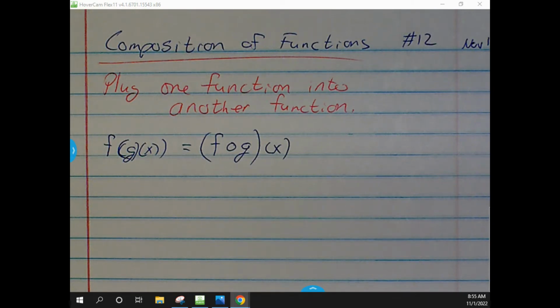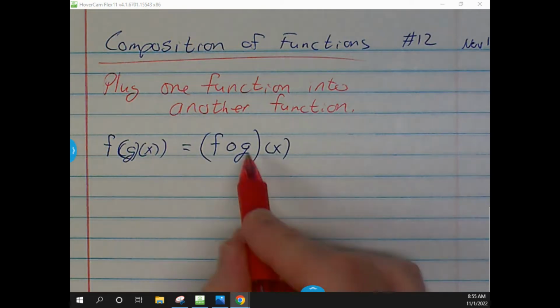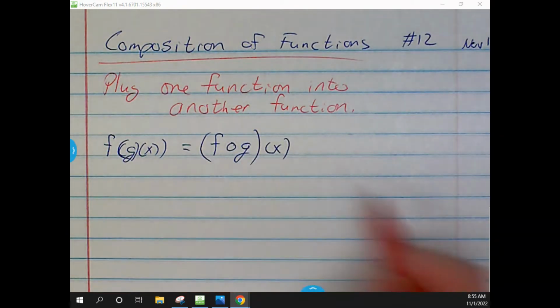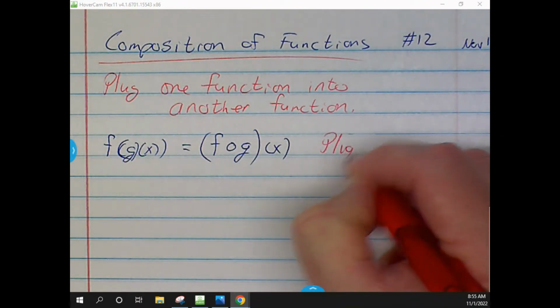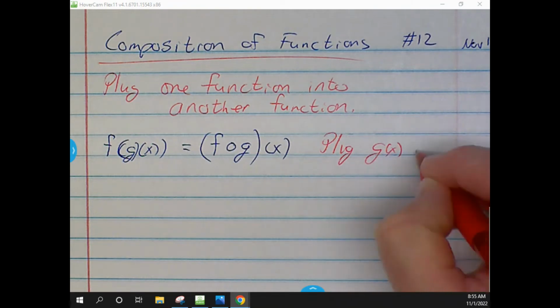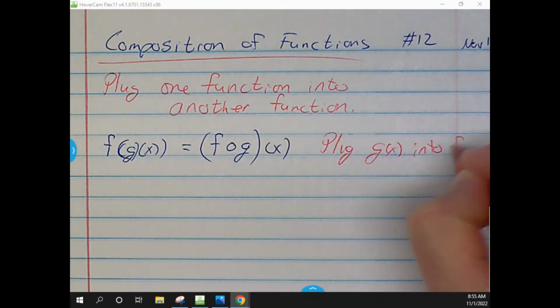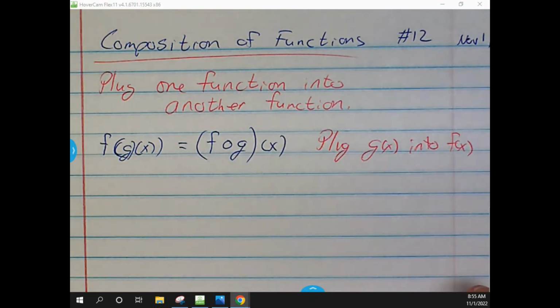Okay, now here's the big thing. These are always going to spin off. Which one is closest to x? G is closer to x, whether it's written like this or like this, right? So this means you're going to plug g of x into f of x. So whatever's closest to x is the one you're plugging into the other function.